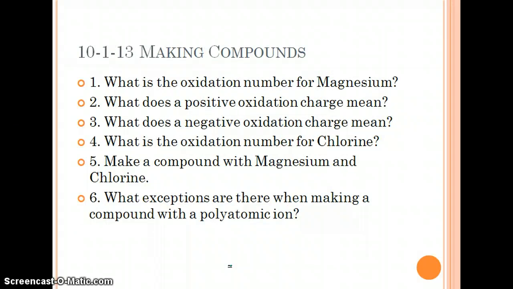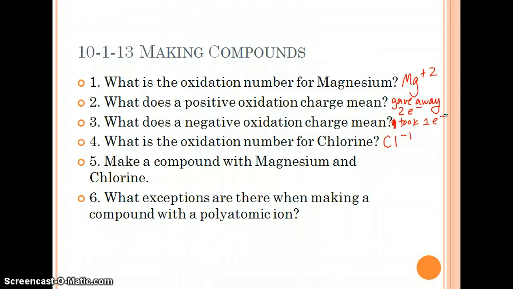So with making compounds, we're looking for the oxidation number, and then we're going to do the crisscross method, switch the oxidation numbers, and drop the positive and negative. So as our example here, magnesium is +2. When we say that it's a positive oxidation, that means it gave away that number of electrons, so it gave away 2 electrons in this case. What does a negative oxidation charge mean? We'll show that in chlorine. Chlorine is -1, so it took 1 electron in that case.